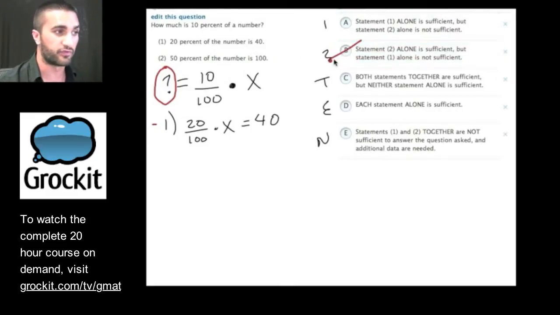What do we get rid of? If 1 is sufficient, we can get rid of 2. We can get rid of t, and we can get rid of n. Very good. Let's test the second statement.